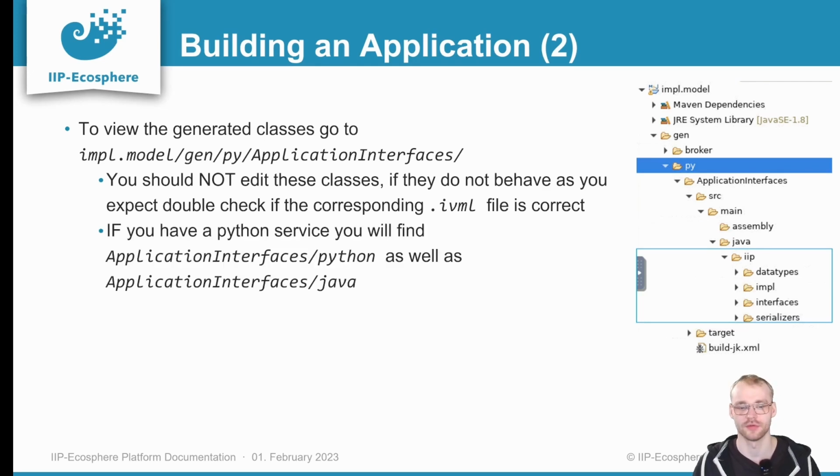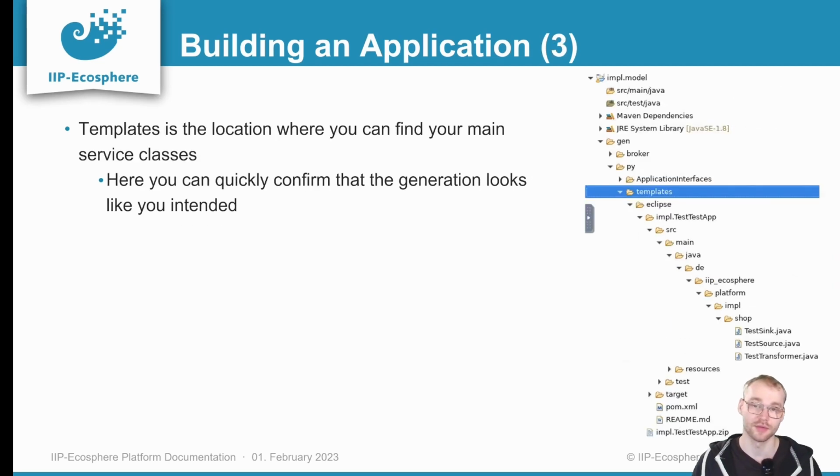If you have a Python service, you will find application interfaces for Python as well as Java. In Python, there will be the corresponding Python classes of your Java classes. Templates is the location where you can find your main service classes and look at them. Here you can quickly confirm if everything is generated as you expected.